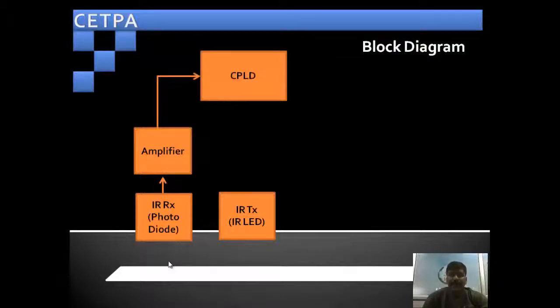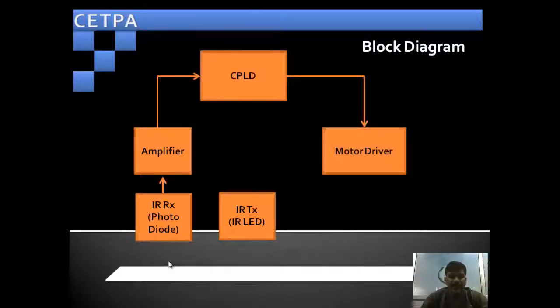Now we are going to explain the block diagram of this project and the basic idea. First, we will discuss what an IR sensor is. In an IR sensor there are three main components: IR LEDs, a photodiode and an amplifier circuit. The IR LEDs transmit the IR light, and the IR photodiode receives this light and produces a signal which is amplified by the amplifier and sent to the CPLD.